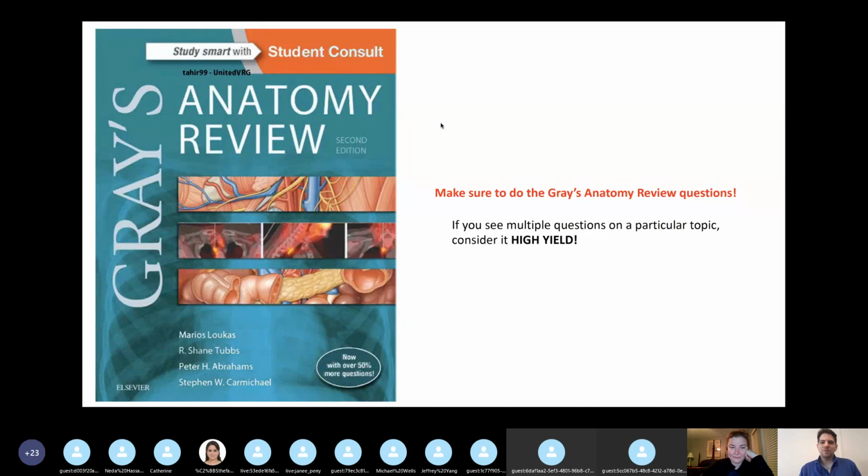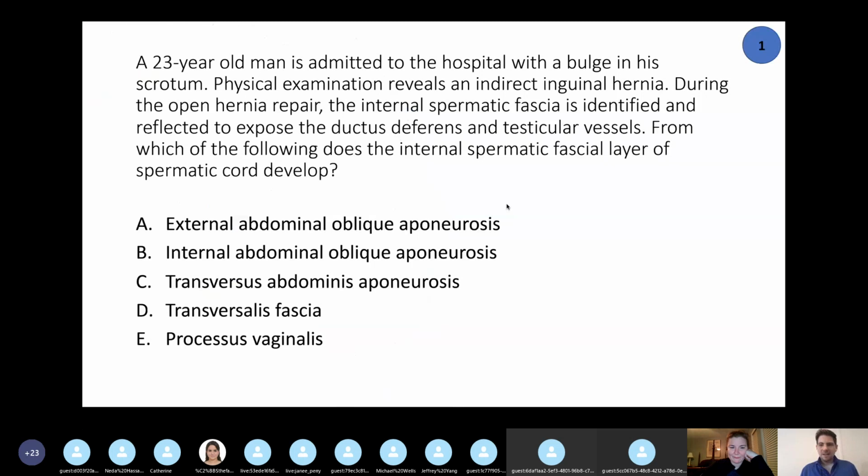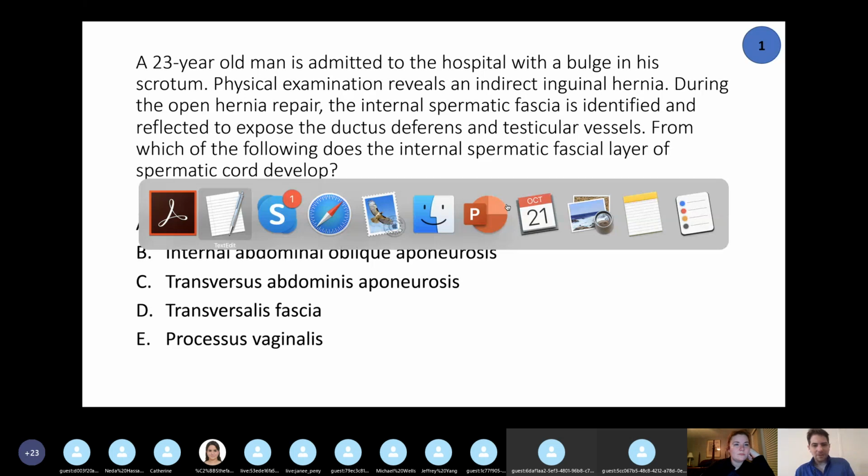Obviously, y'all know by now, grades is super important. Make sure you do the questions. And let's get started with the pelvis. I have 10 people logged into Socrative now. Okay, cool. Yeah, I'll put the thing up again.